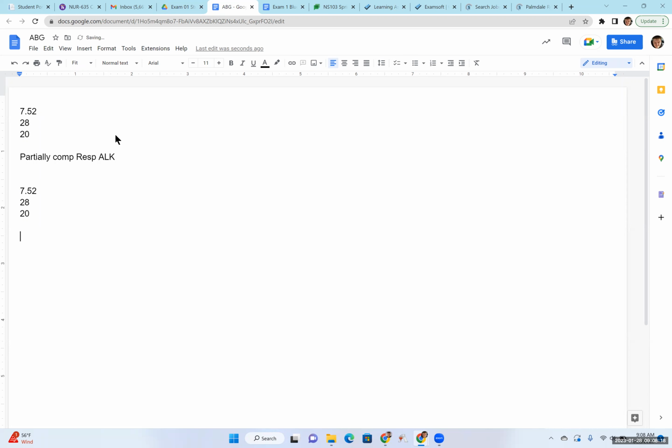What if it was this? Then what is it? It's uncompensated, right? Respiratory alkalosis. What if it was this? So fully compensated, right? Respiratory alkalosis.